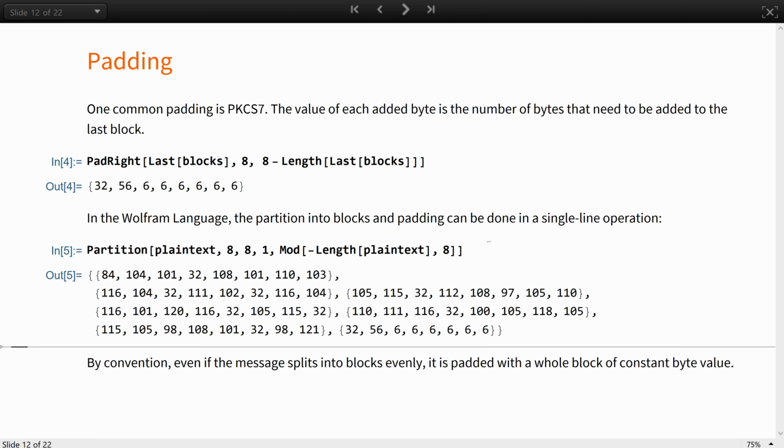By convention, even if the message splits into blocks evenly, it is still padded with a whole block of constant byte values. Like in this case, that would be all 8s. This way, the decryption algorithm does not have to guess if the original plaintext was padded or not. It is always padded. Some block modes, like CTR, do not require padding because they XOR portions of the plaintext and the internal cipher state at each step, regardless of the length of the final block.